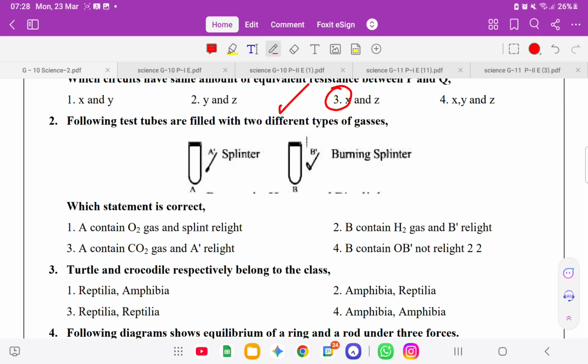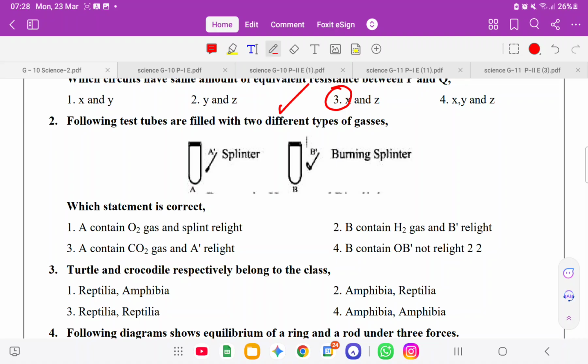It is still filled with two different types of gases. B contains H2 gas and B dash relights. A contains carbon dioxide gas and A relights. No, A contains carbon dioxide, A can't relight. So the third one is incorrect. B contains H2 gas, it does not relight, giving a pop sound. So the second one is also wrong.